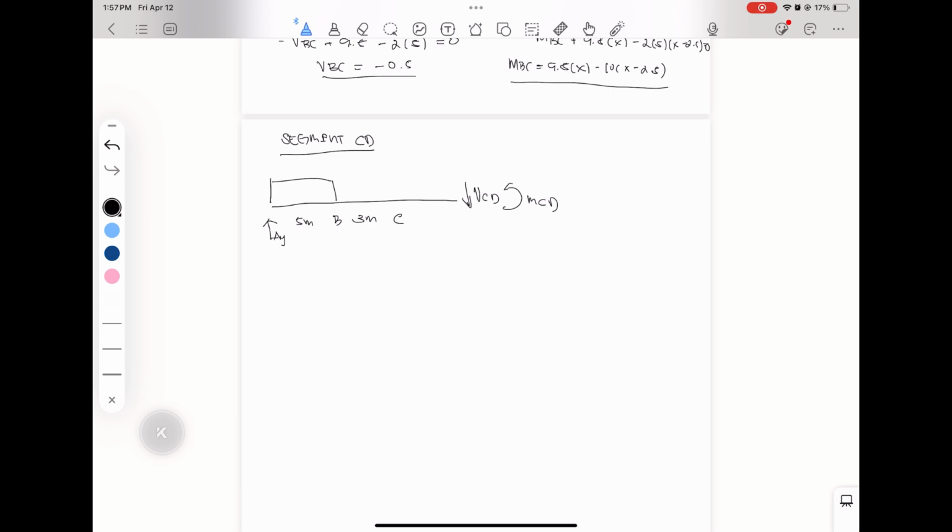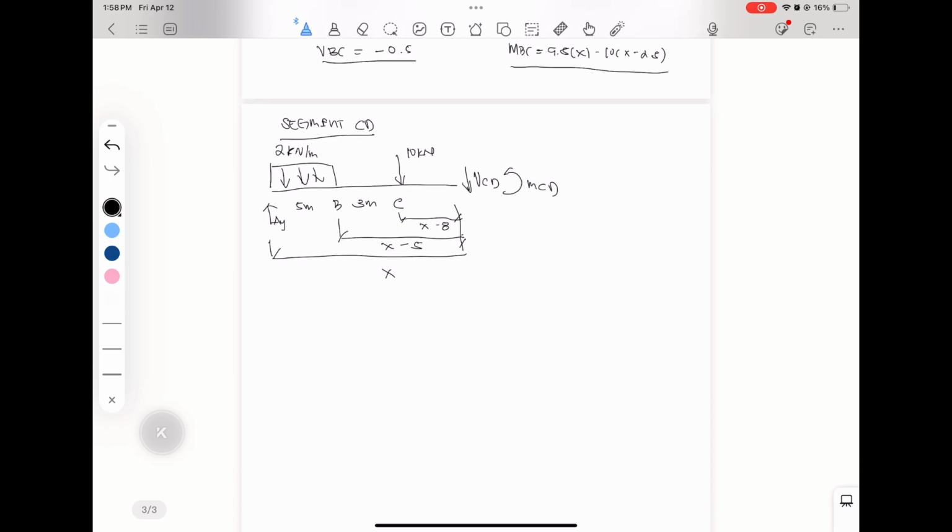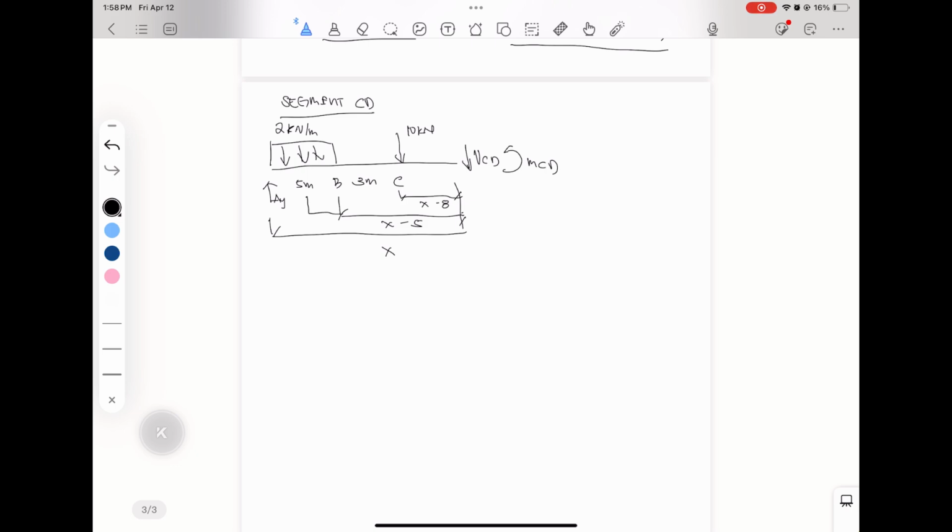VCD. Uniform load. And there's an additional force here, which is 10 kilonewtons. And this is the whole unknown distance. This is x. So from here to here, same as before, it's x minus 5. But from here, it's x minus 8, because 5 plus 3 is 8. So you get the distance here, x minus 8. And then same as before, this is going to be x minus 2.5.